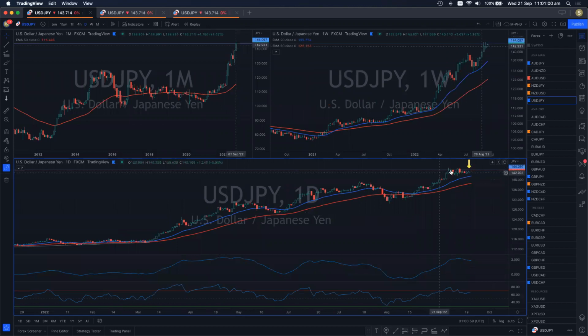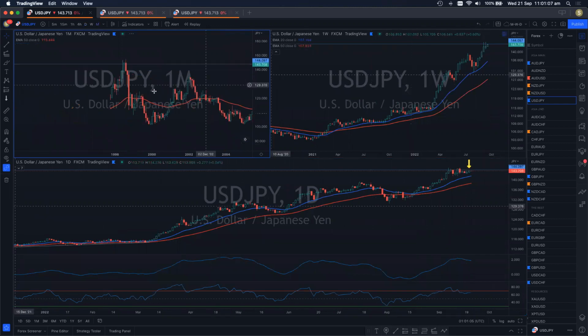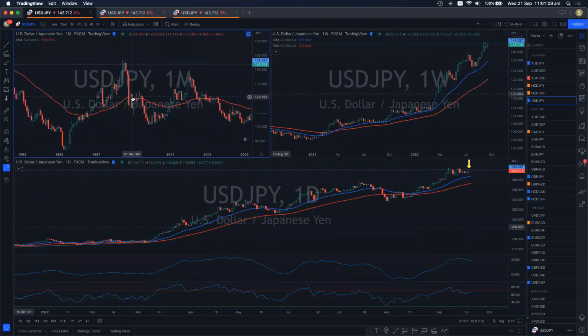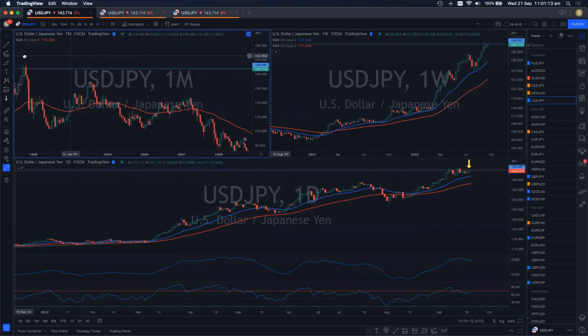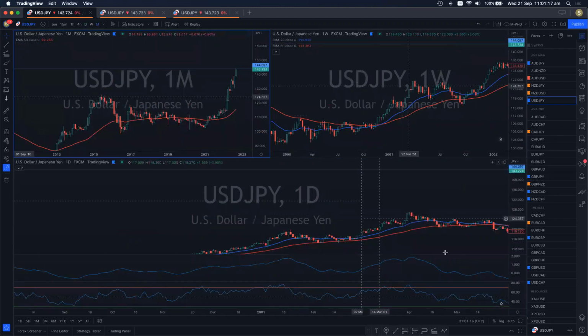Chopping along sideways at this level here, which is an all-time high, pretty much. Let's go back to 1999, 1998. It was up at this level. Apart from that, this is the first time we've been there since then, over 20 years.